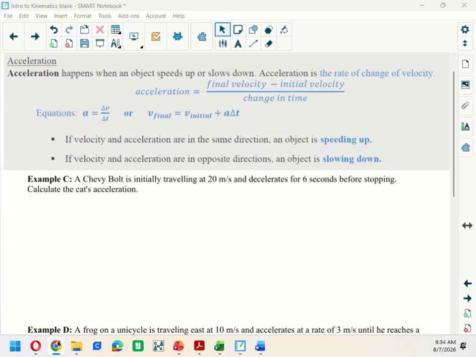What's the next thing I have? 6 seconds. 6 seconds, which is my time, right? All right, so now let's go ahead. What do we have here? I'm going to write it out. What am I writing out? A equals what?